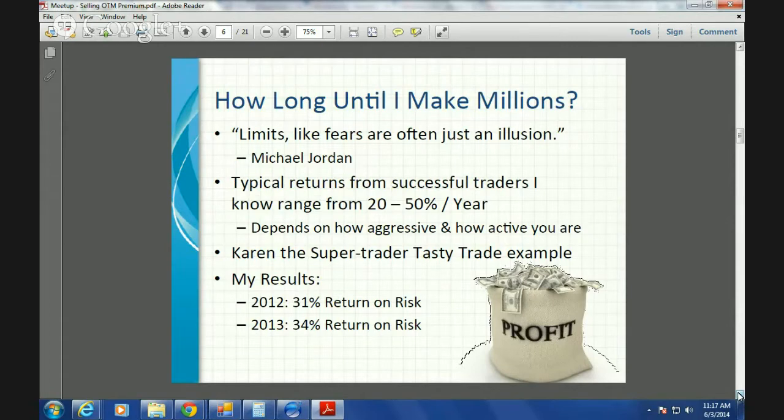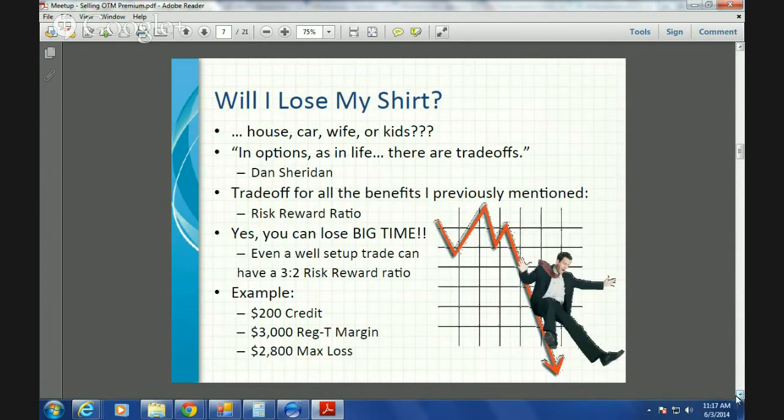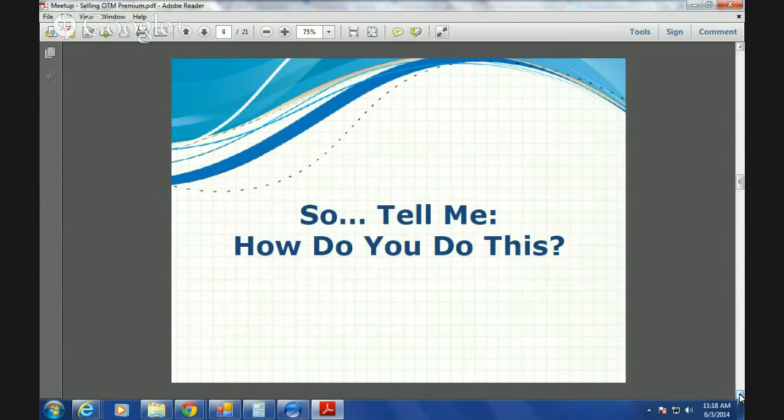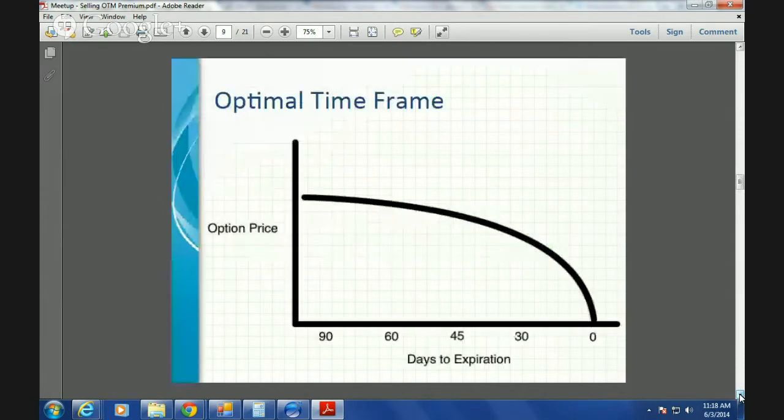We talked about the realities of profitability, how much you could potentially make, what my returns have been, what people I know tend to make. We talked about potential losses, risk-reward ratio for these trades, which is definitely not good, but it's the trade-off that you have to make for the high probability of success. And then we talked a little bit about the optimal time frame for making these trades.